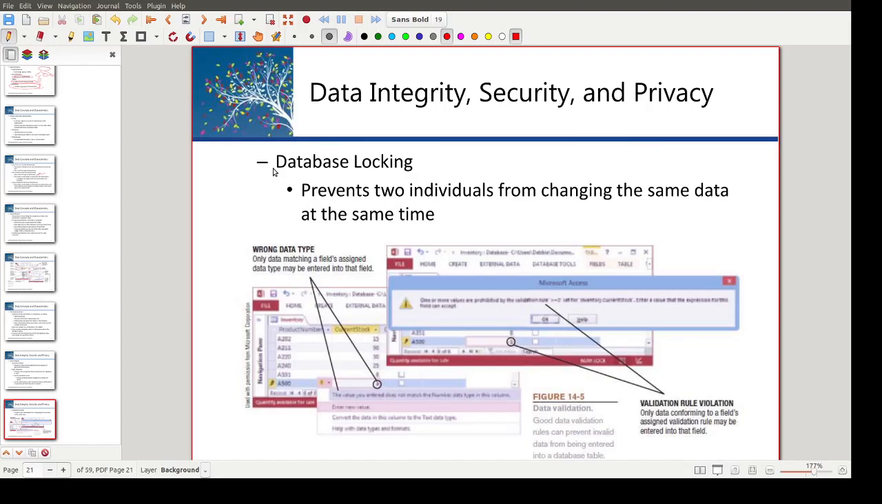So what is database locking doing? The first request will be processed first, and the second one will be locked out. So even if you are trying to put in your card information and complete the transaction, you will find that this transaction is not working. Why? Because the database is locked. Why? To prevent two individuals from changing the same data at the same time. Okay.